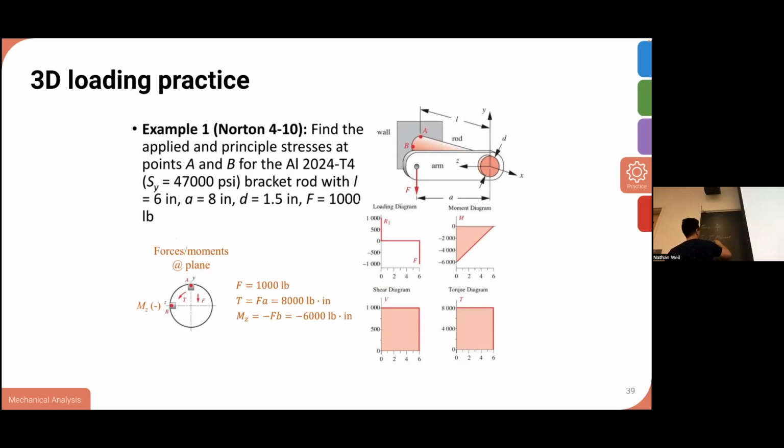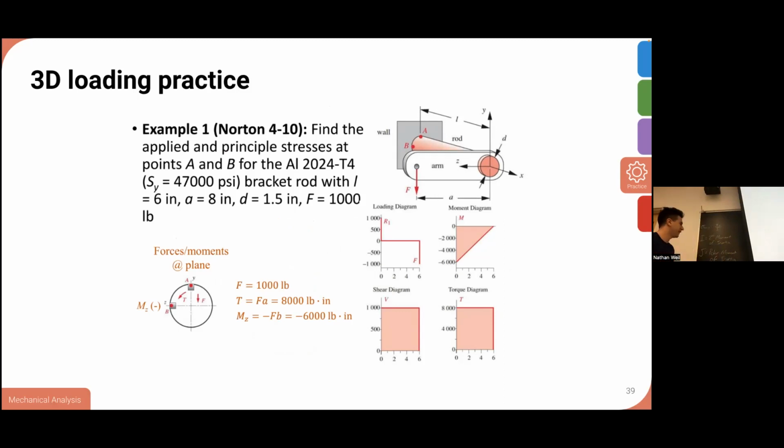Basically the object of the game is to find the applied and principal stresses at A and B and draw a Mohr circle for points A and B, right? Those are the two points up there, A and B.